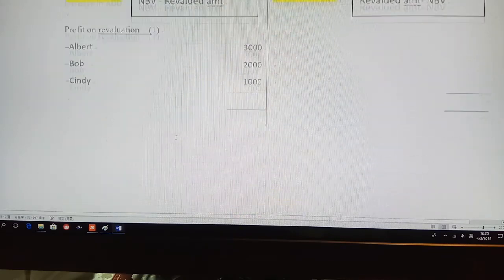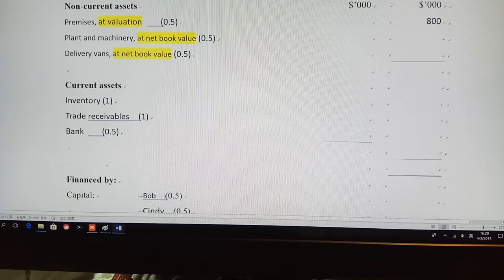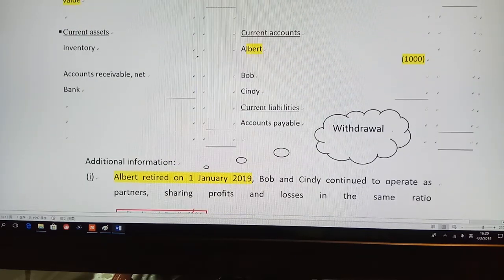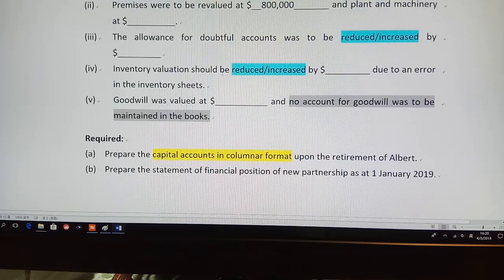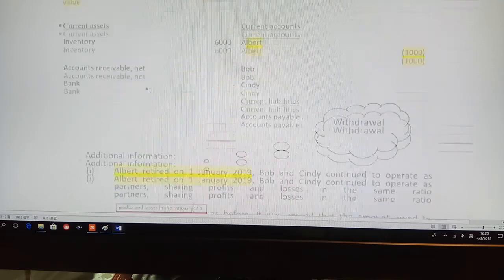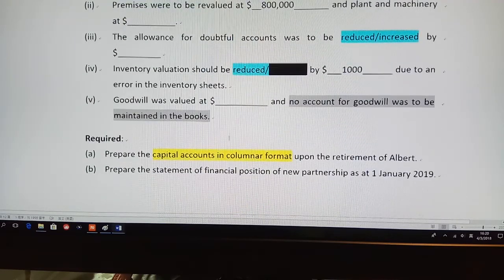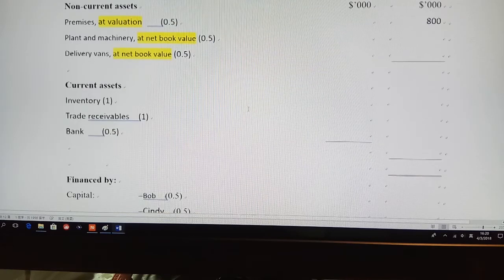So coming back, inventory. Say for example, if the inventory here is $6,000, and the inventory valuation should be reduced by 1,000. That means the actual inventory should be 5,000. 6,000 minus 1,000 instead of 6,000. So we copy 5,000 here.